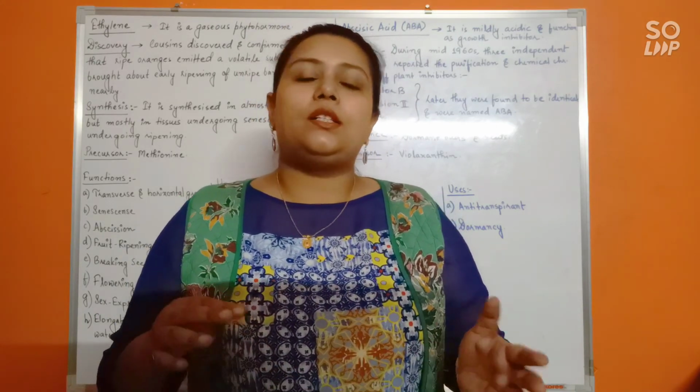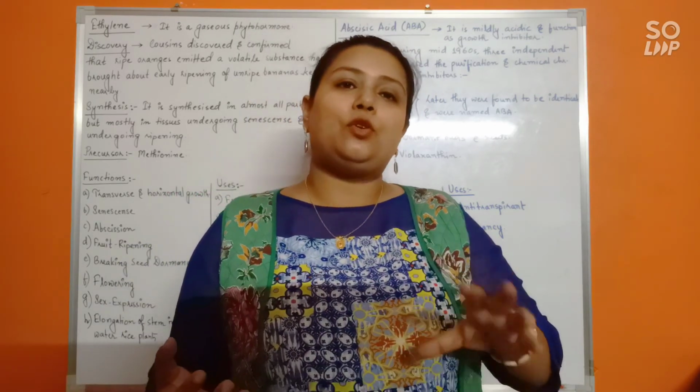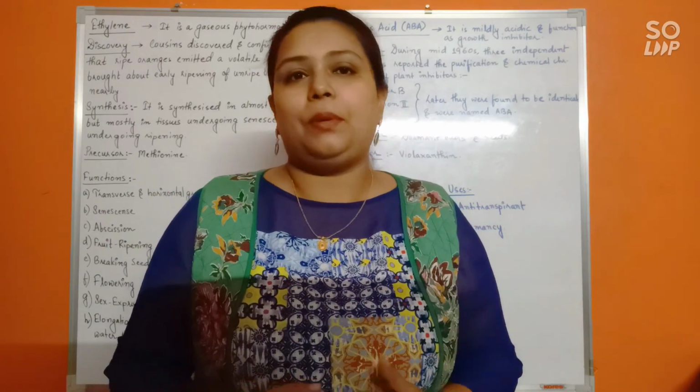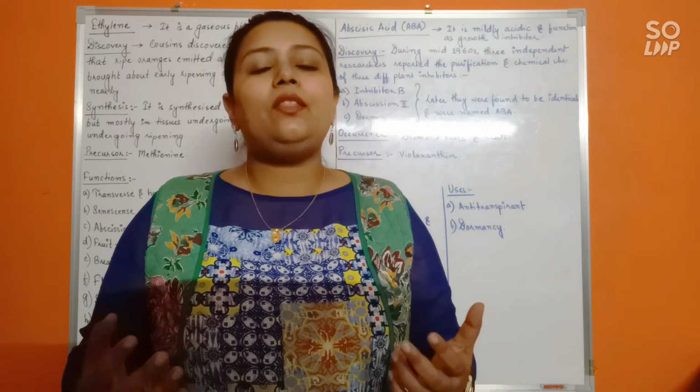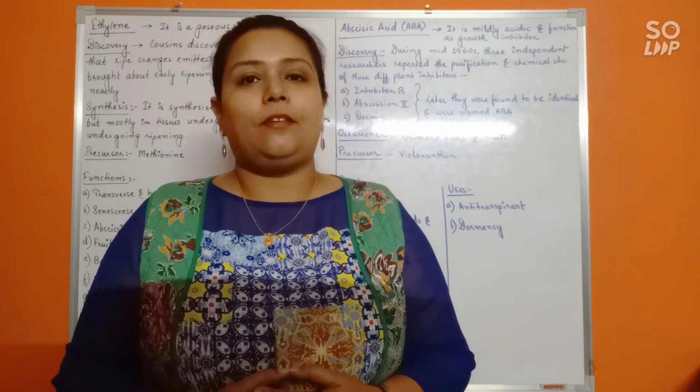Similar to that, sometimes you might have seen that certain phytohormones work against each other. Like take the example of auxin itself. Auxin is promoting apical dominance, but cytokinin is counteracting apical dominance, isn't it? So here again they are working against each other. That is called antagonistic effect.